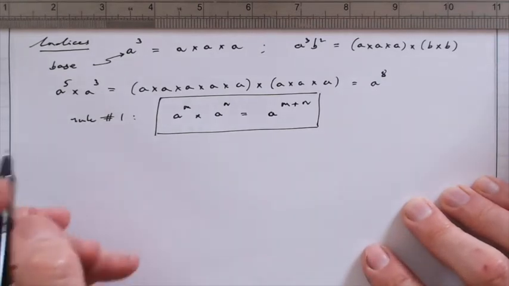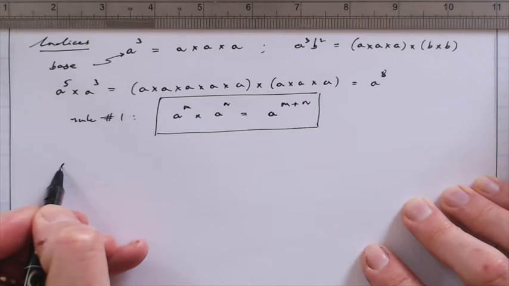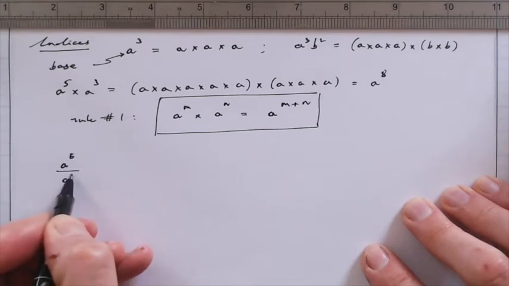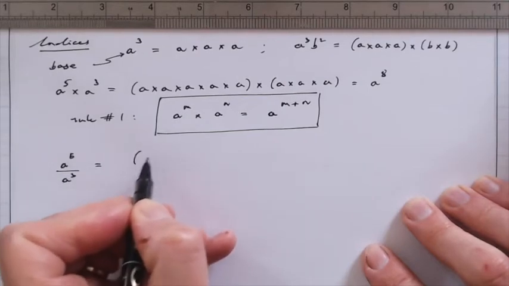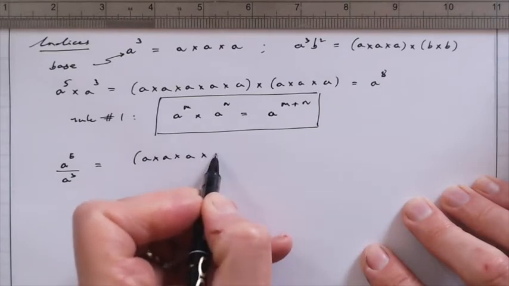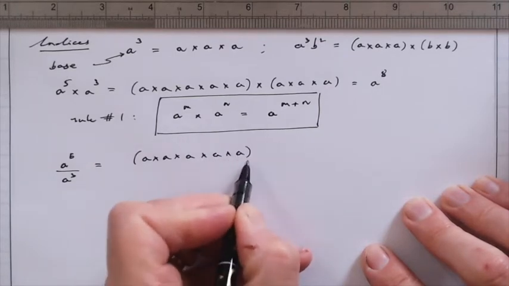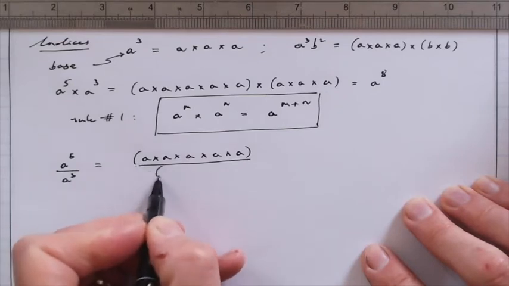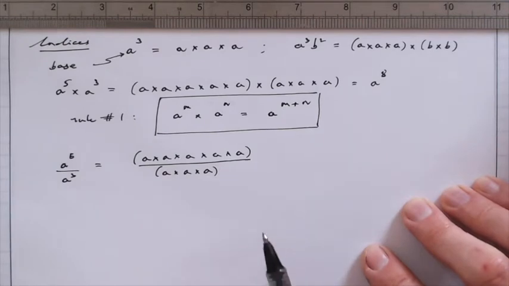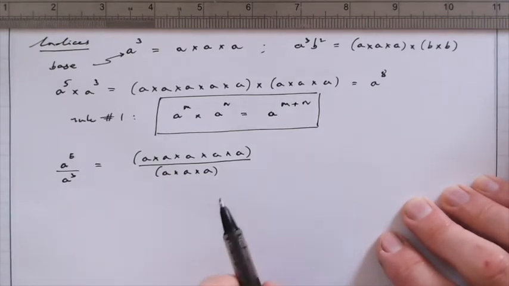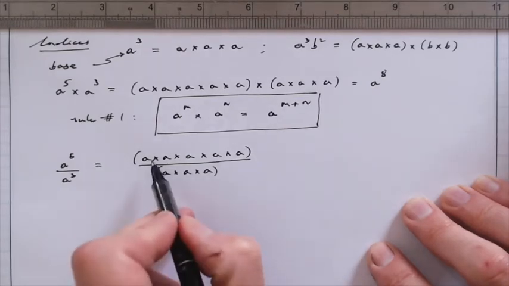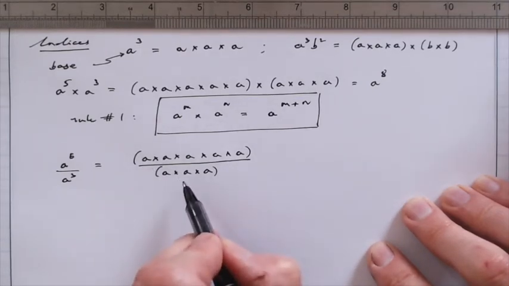Now let's consider a division. Let's consider a to the 5 divided by a to the power of 3. So, okay, I have 5 lots of a on top, and then on the bottom I have 3 lots of a. And now we can bring to bear our knowledge of fractions, that if we have common factors, then we can cancel them out between a numerator and a denominator.